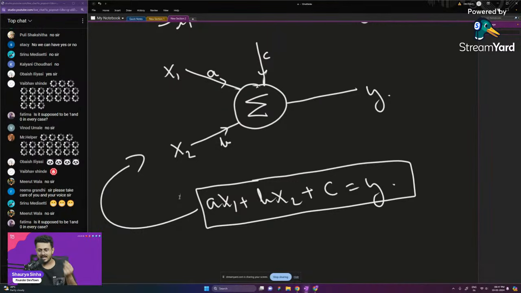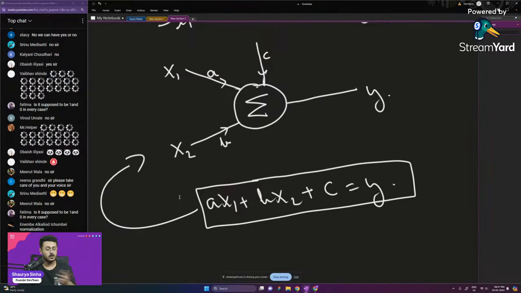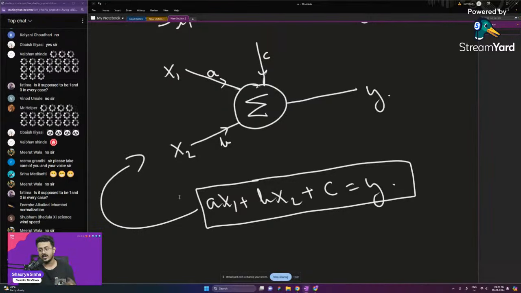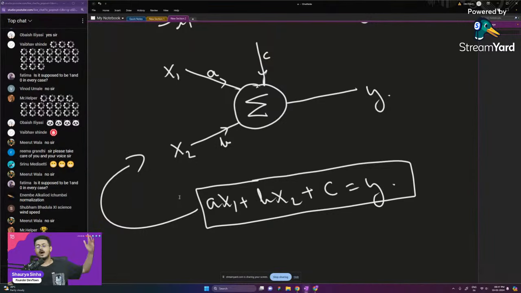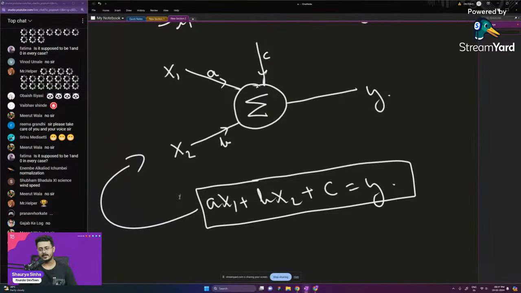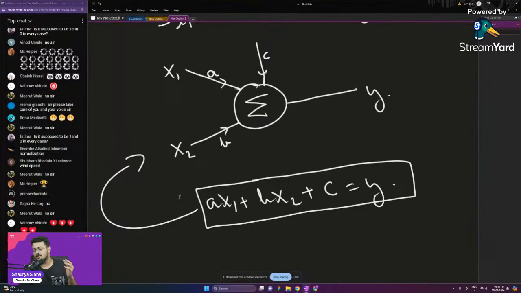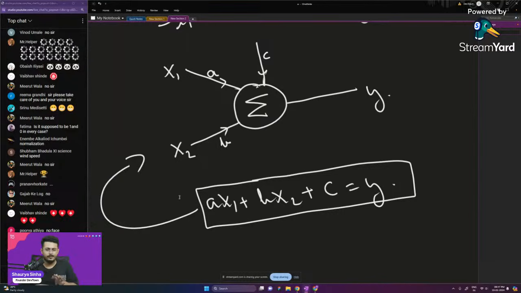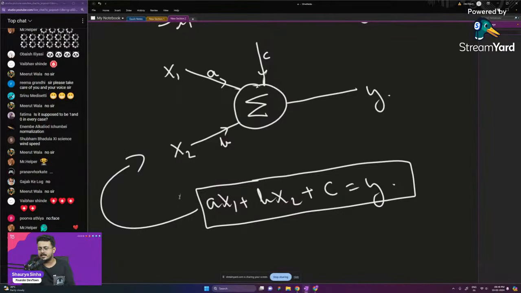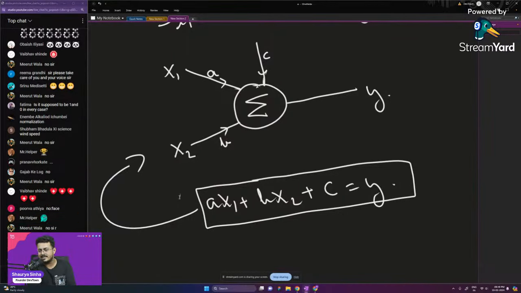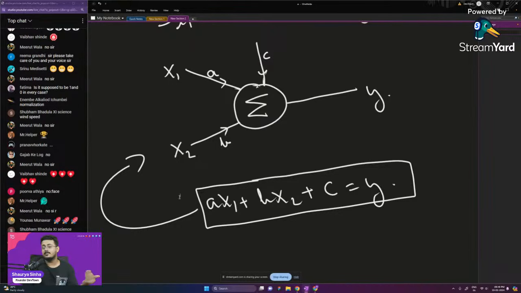Now this value cannot be negative. You cannot have minus 1 probability that it is going to rain today. The value can be from 0 to 1. 100% sure that it is going to rain, 1. 50% sure that it is going to rain, 0.5. 100% sure that it is not going to rain, so 0. So values can be between 0 and 1. It need not be more than 1. It need not be less than 0.